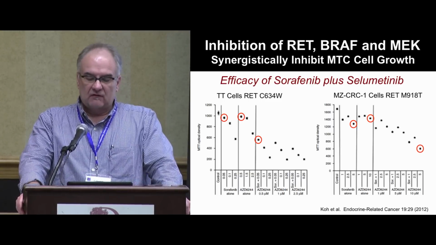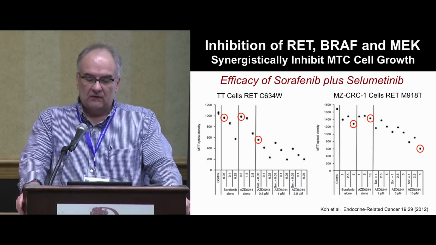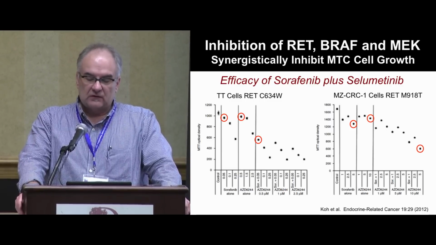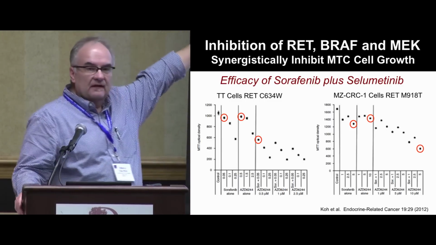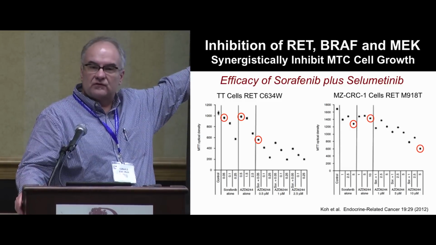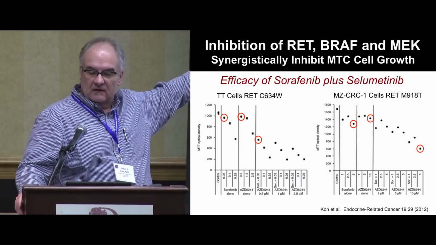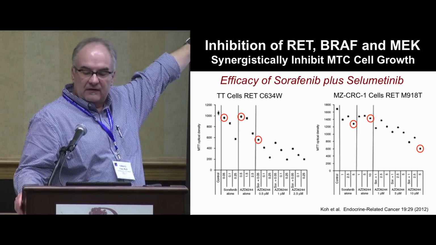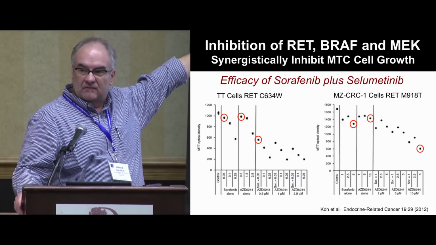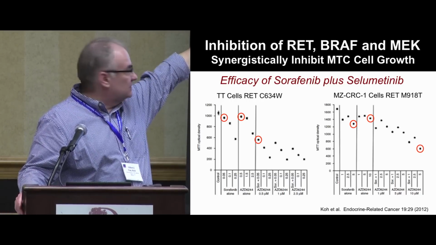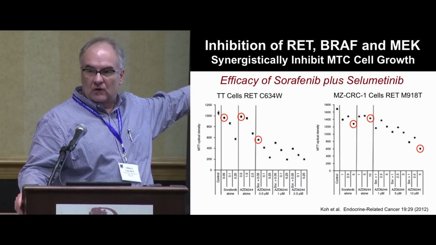What I want to do is focus your attention on the red circles. Where you see the red circles that are high up here, that's when you add just one of those drugs. One of them is sorafenib, one of them is selumetinib. The higher up on this, that means the cells are growing and replicating fast. When you add both the drugs, boom, less growth.